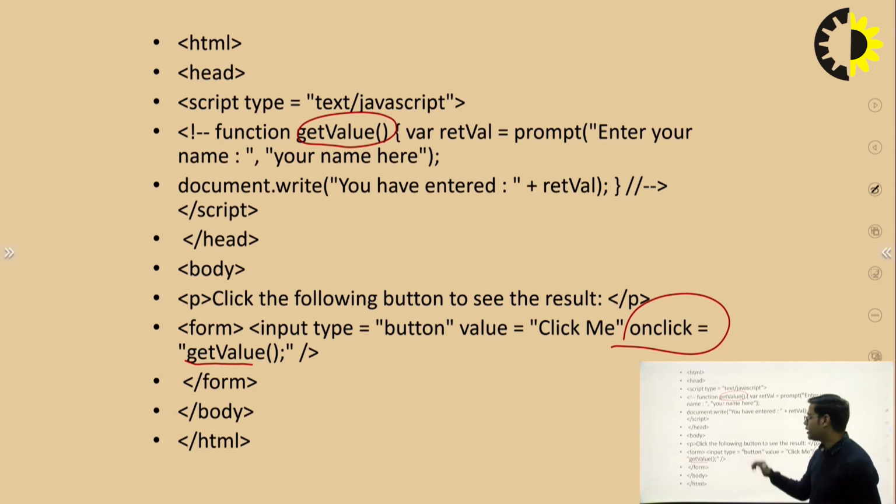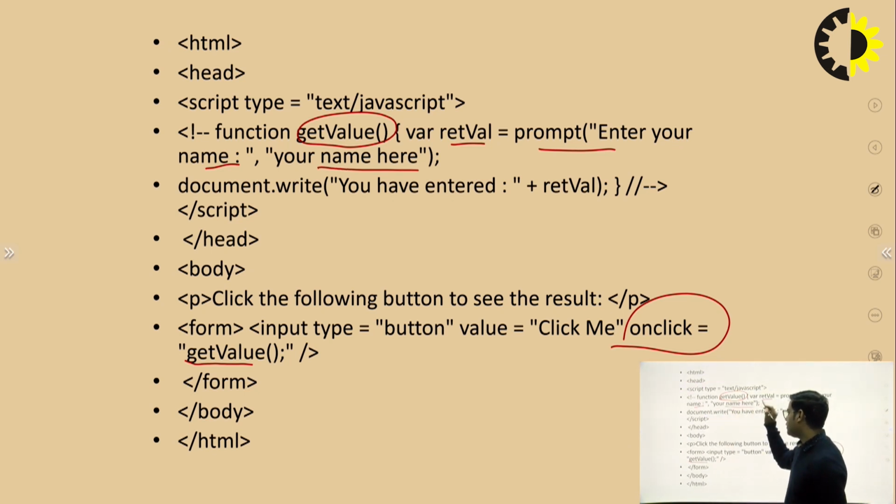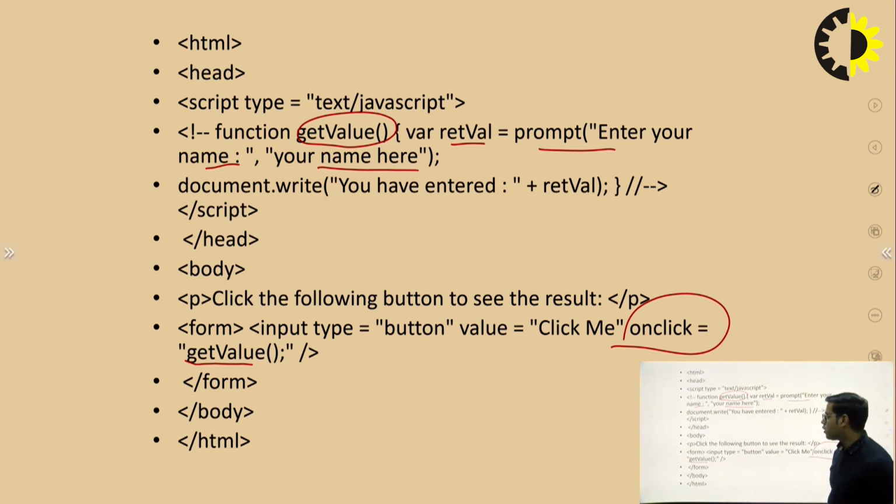When the function is called, the control goes to the function named getValue, which is defined in VS Code. So here is the code. Inside the script tag, we define the function named getValue, and inside this function we provide a variable, return value, that is prompt, "Enter your name". So the user can enter the name like this, and the information is shown through document.write. So this is all about the prompt.